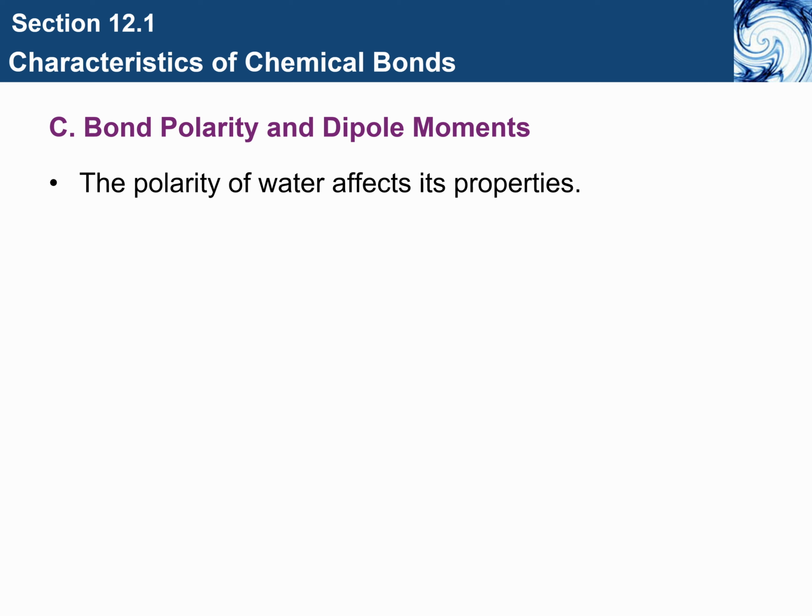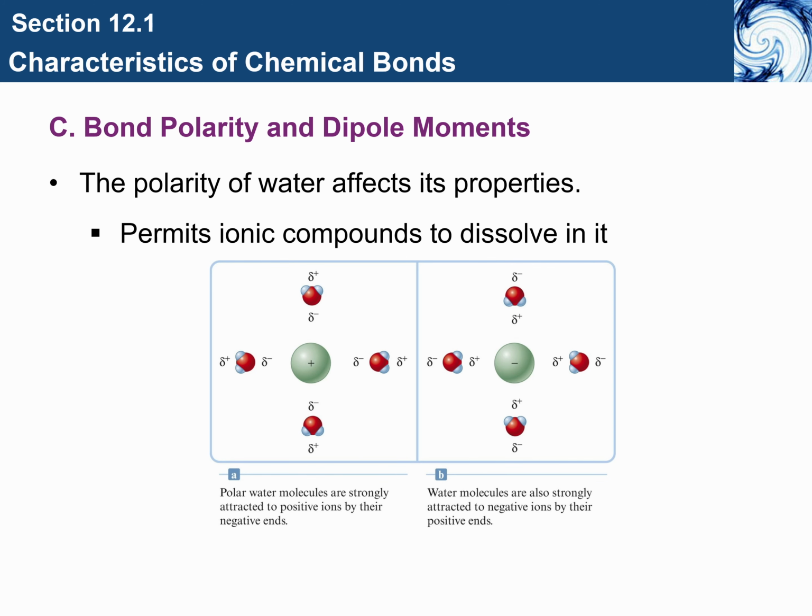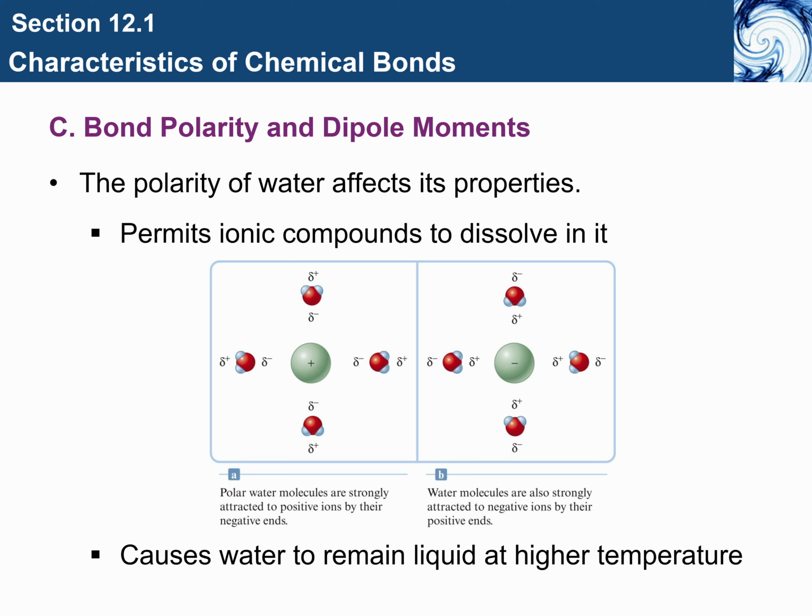Why water polarity matters. The polarity of water affects its properties. It helps water remain liquid at higher temperatures than you would otherwise expect, and it allows ionic compounds to dissolve in it. The image shows water molecules interacting with one another. The key point is that polar molecules attract each other. Water's polarity is not just a diagram issue, it explains the real-world properties of water.